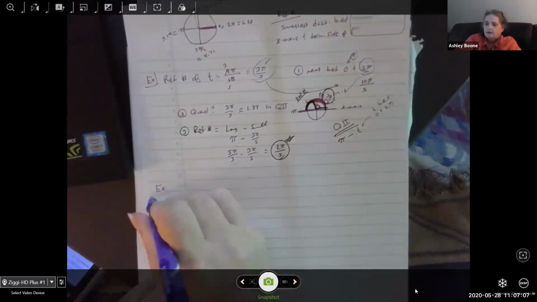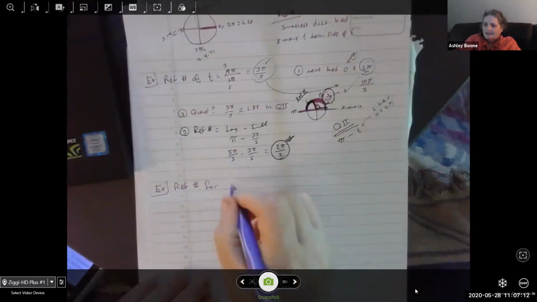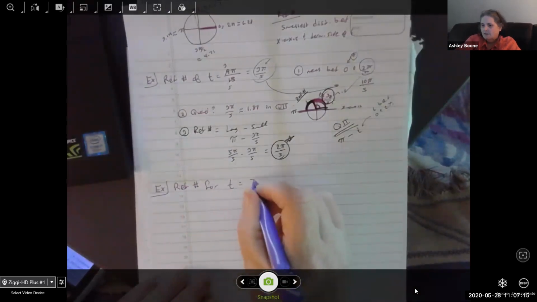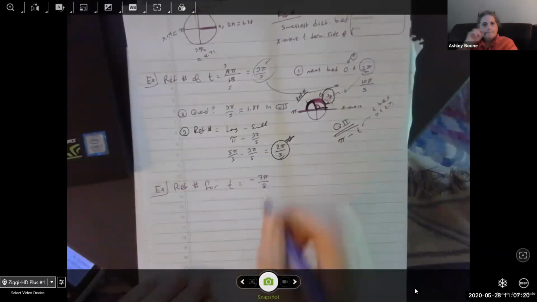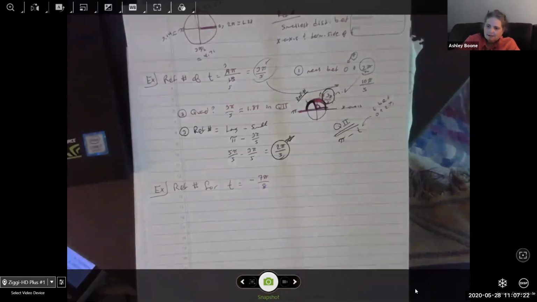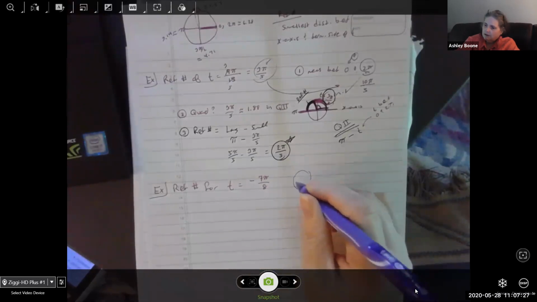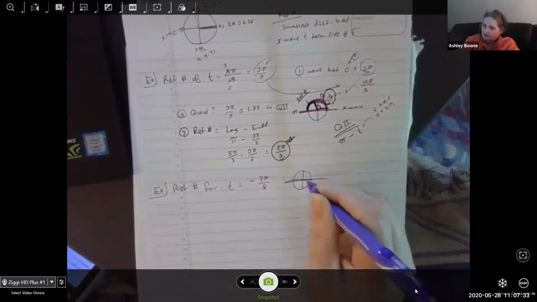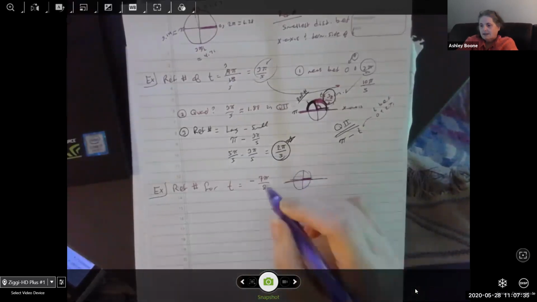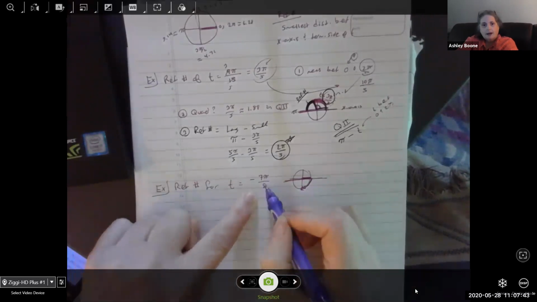Let's look at another one. Let's find the reference number for t equals negative 7 pi over 8. Negative acts a little differently, right? Here's our x-axis. We're starting at this standard position. The negative tells us we're going this direction, clockwise, a measure of 7 pi over 8.